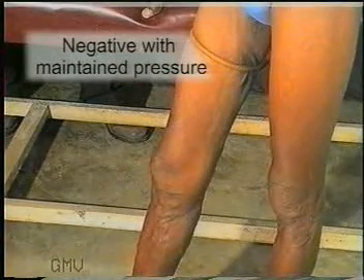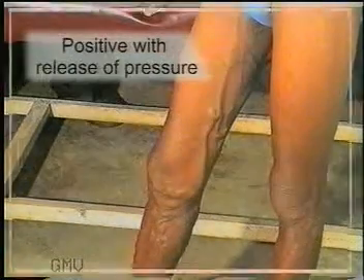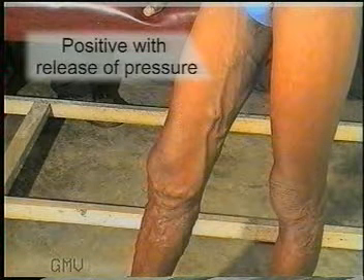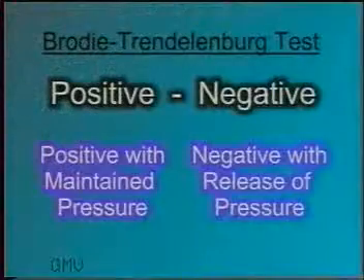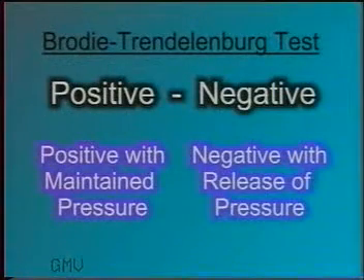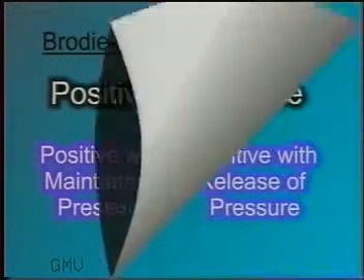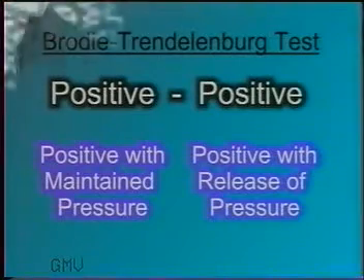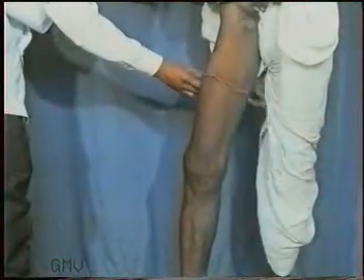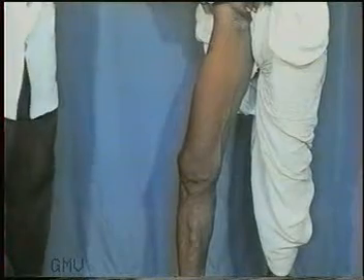This test result is mentioned as negative-positive, that is, negative with maintained pressure and positive on release of pressure, indicating a pure saphenofemoral valve incompetence. A positive-negative result implies only perforator incompetence, and a positive-positive result implies incompetence of both the saphenofemoral valve and the perforators. Note again how the vein fills rapidly on releasing the tourniquet.